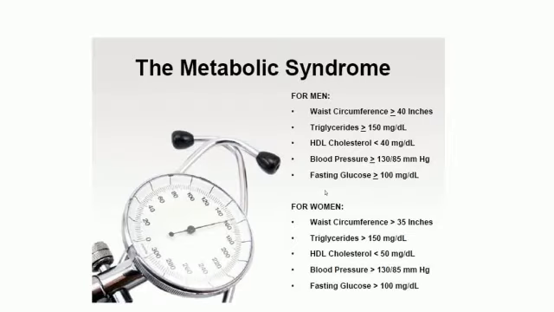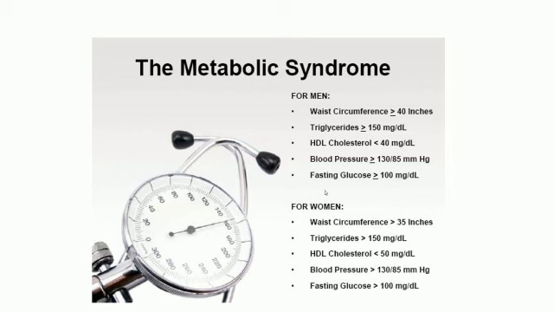So basically, if we were to look at the criteria to diagnose someone with metabolic syndrome, it's a bit different for men than it is for women. But essentially, this is in American terminology, waist circumference for men is going to be greater than 40 inches. For women, it's 35 inches. Triglycerides are going to be greater than 150 milligrams per deciliter. For women, it's the same.